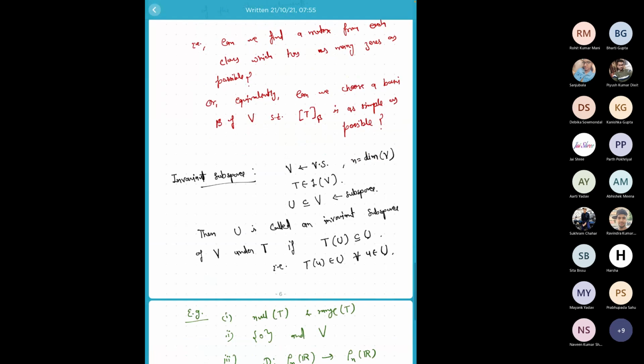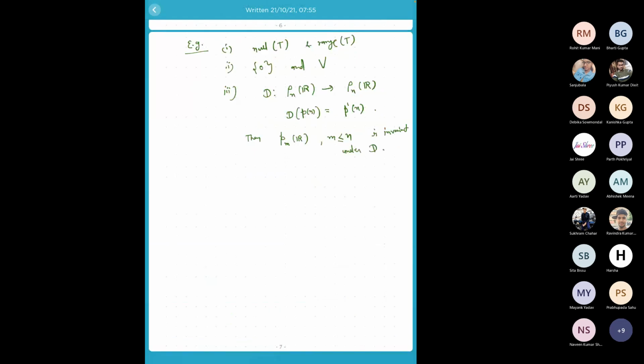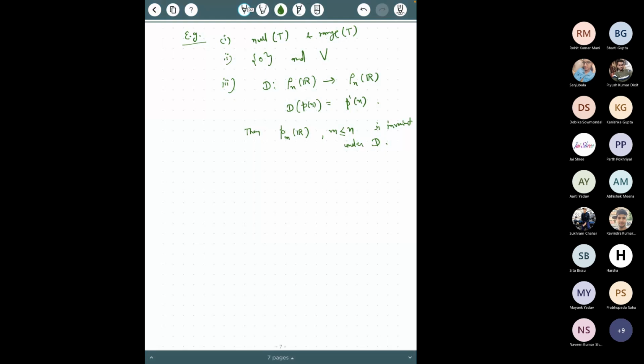But why am I interested in invariant subspaces, why did I introduce this? Because now let us again start making observations. We have not defined eigenvalues and eigenvectors yet. We are trying to define that. We are going in that direction, but let us make this observation again.